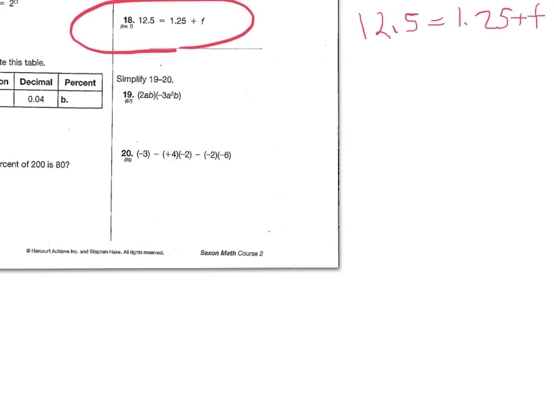Now, to be able to solve this, we really need to line up the decimals when we subtract, because we're going to have to subtract 1.25 from this side, because we want to get f by itself, and we have to subtract 1.25 from this side. Now, you're going to have to add a 0 up here, because the worst part of this problem is having the decimals line up.